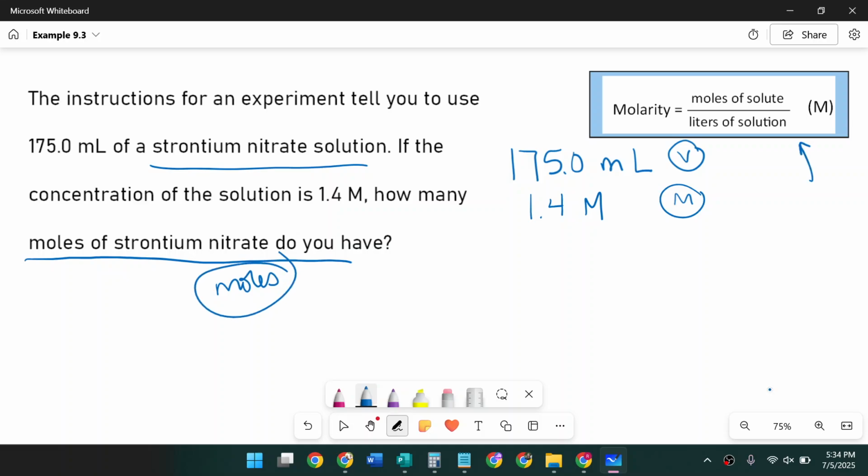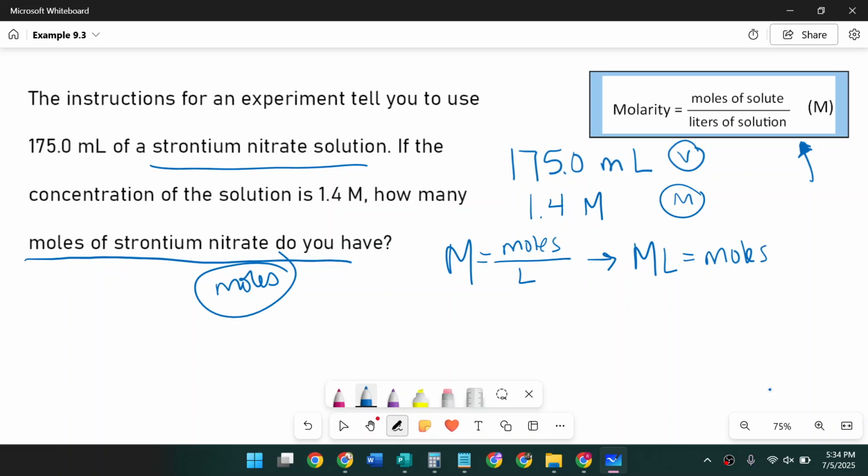Our equation that we've just recently learned gives us all three of those in one formula. So because we're looking for moles, we're going to take our molarity equals moles over liters, and we're going to rearrange it so that the moles is by itself. We can do that just by having the molarity times the liters equals the moles. And then we just plug in what we have.